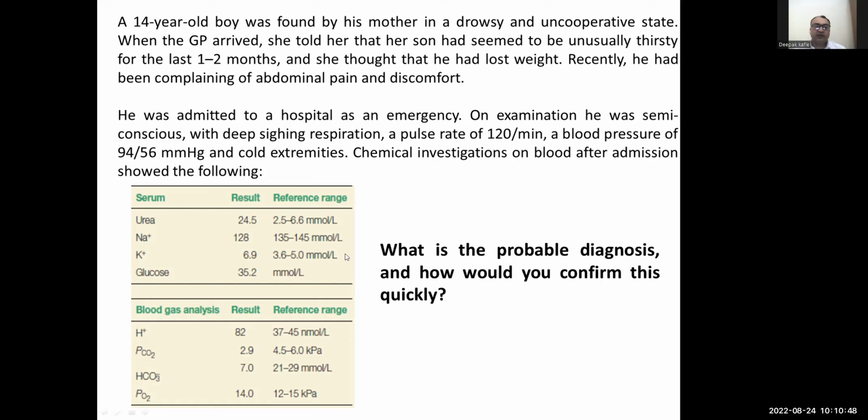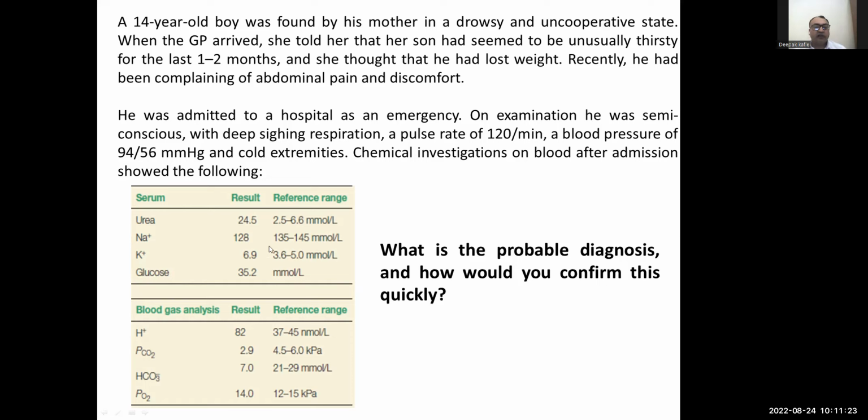As we have seen from the clinical vignette, there was deep sighing respiration, a high pulse rate, and hypotension, with tachycardia, especially as the blood pressure is 94 over 56 mmHg with cold extremities. These are all features associated with diabetic ketoacidosis. And for confirmation of diabetic ketoacidosis, if we look at the investigations, the glucose level is extremely high, at 35 millimole per liter.